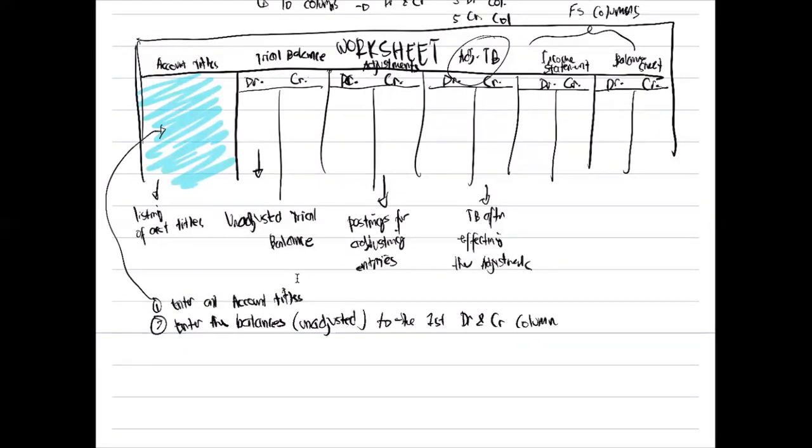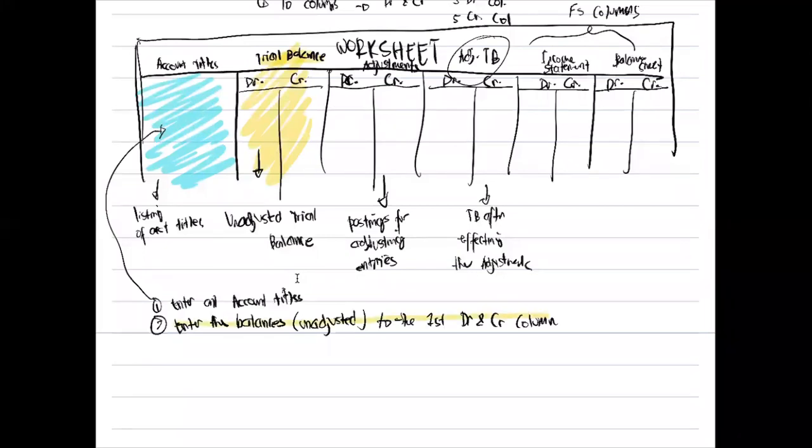Okay, so saan yan, guys? Saan ilalagay yung balances on the unadjusted to the first debit and credit column? Dito siya. Okay, so ilalagay naman natin siya dito. Ayan. Sa trial balance column natin siya ilalagay.